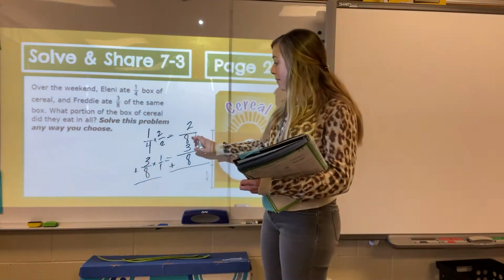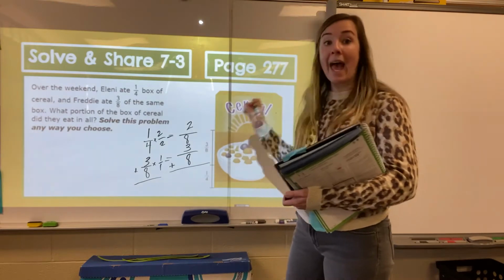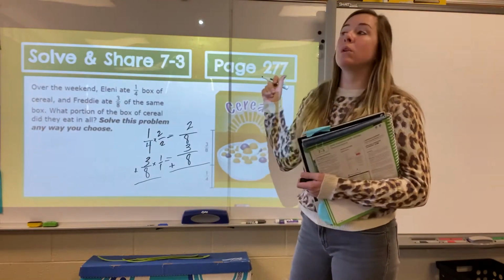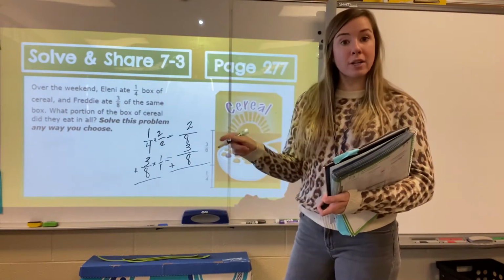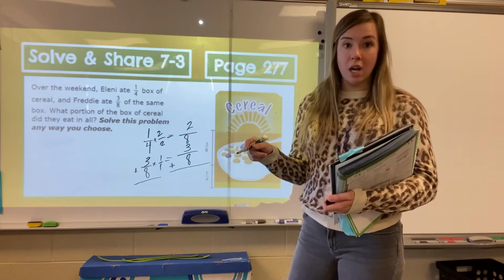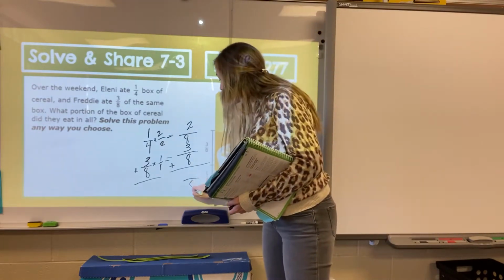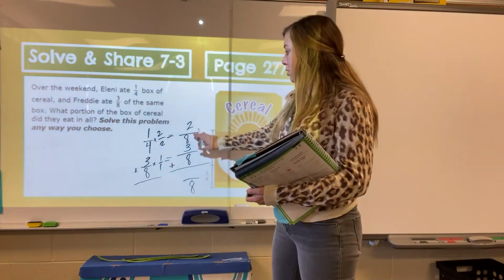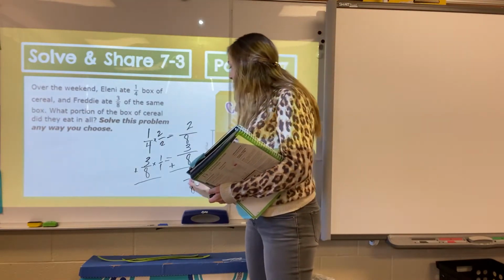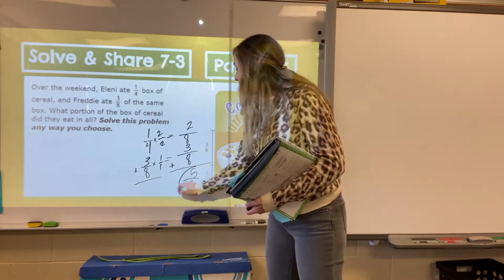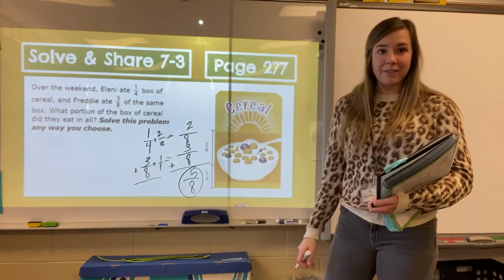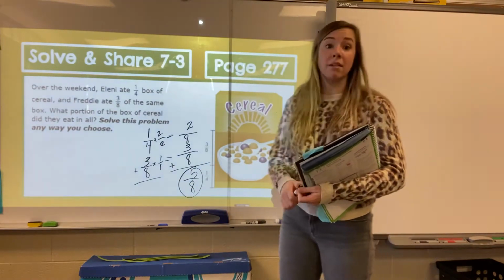And so now that my denominators match with 8, I can add my numerators together. When we add and subtract fractions, we do not change the denominator once they're a common denominator. So I'm going to leave my 8 the same, and I'm going to add my 2 plus my 3, which is 5. So they ate 5/8 of the box of cereal. So just about a little over half.